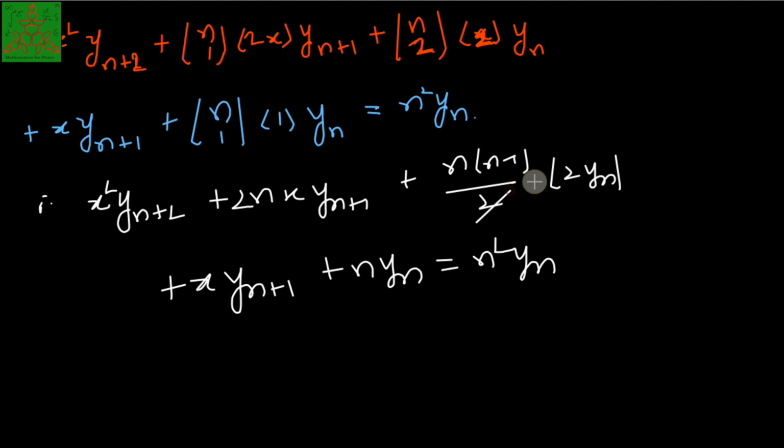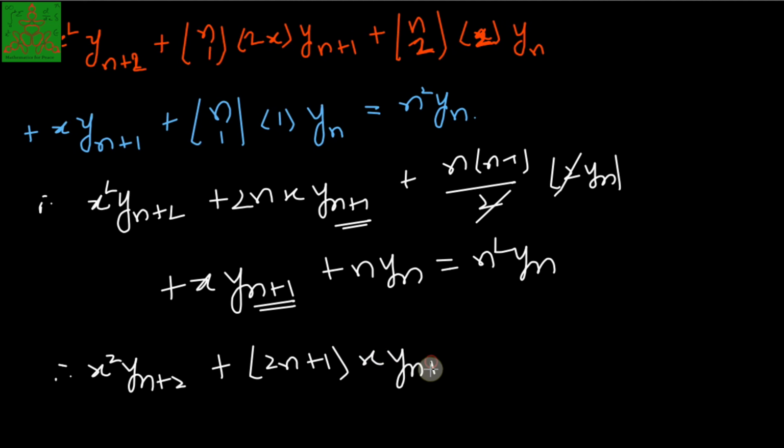You just observe that this 2 will get cancelled out. If you combine the terms of yn plus 1, the term of yn plus 2 is only 1, so that stays as it is. If you combine this one, you will see that x is common, yn plus 1 is also common. So it is left with 2n plus 1 xyn plus 1. Here the quantity left is n square minus n, this will be plus n yn, equal to, on the other side, n square y.